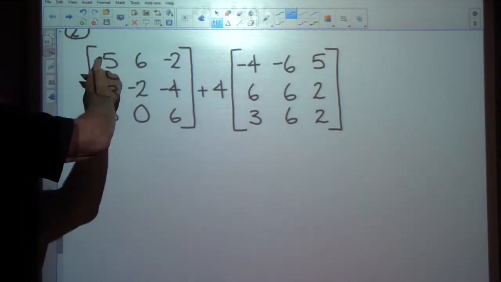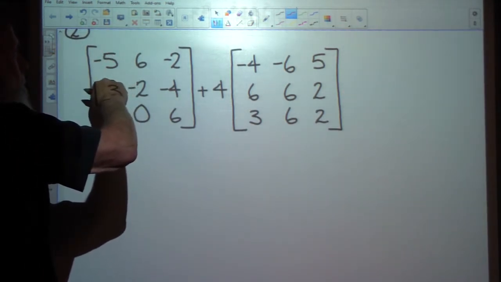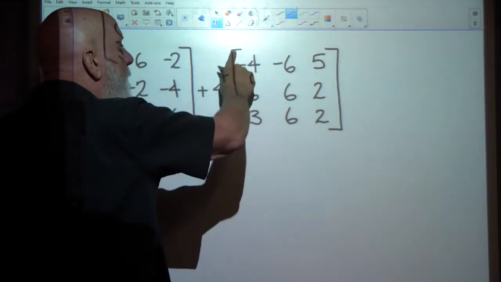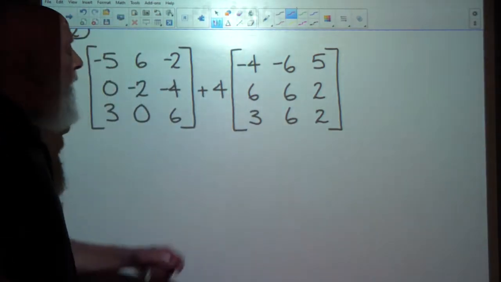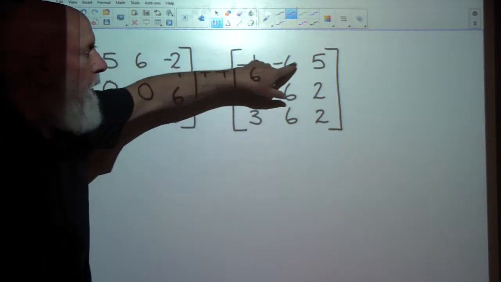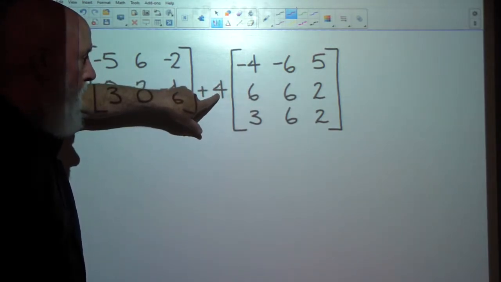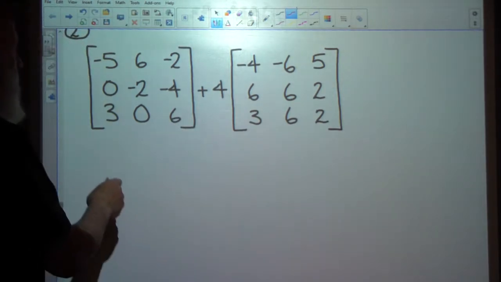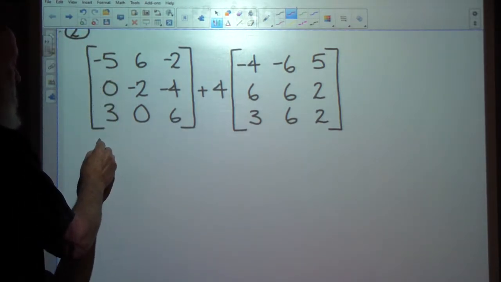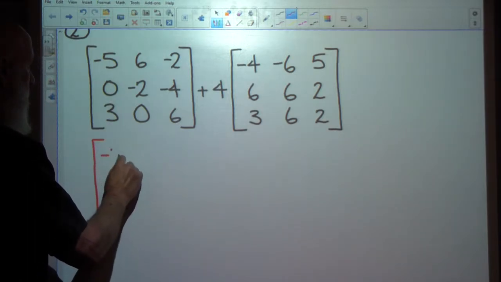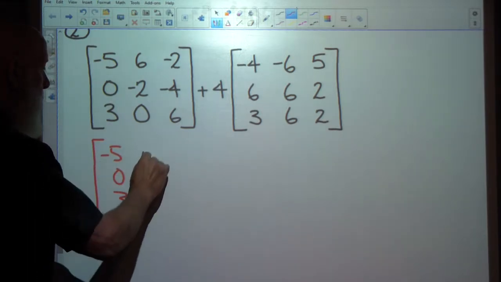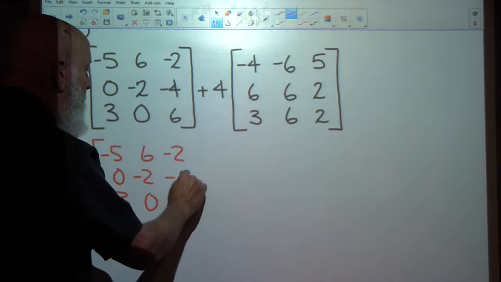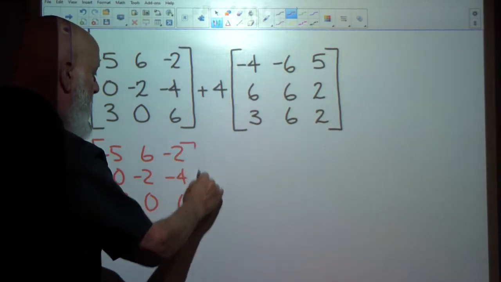Looking at this one, I have a 3 by 3, rows by columns. Okay, 3 rows by 3 columns. Plus, I have a number here that's outside this matrix. That's a scalar. So what we're going to do is multiply every single element in this matrix by this scalar, and then add the resulting matrices. This one's going to remain the same. -5, 0, 3, 6, -2, 0, -2, -4, 6. Hopefully I copied that correctly.